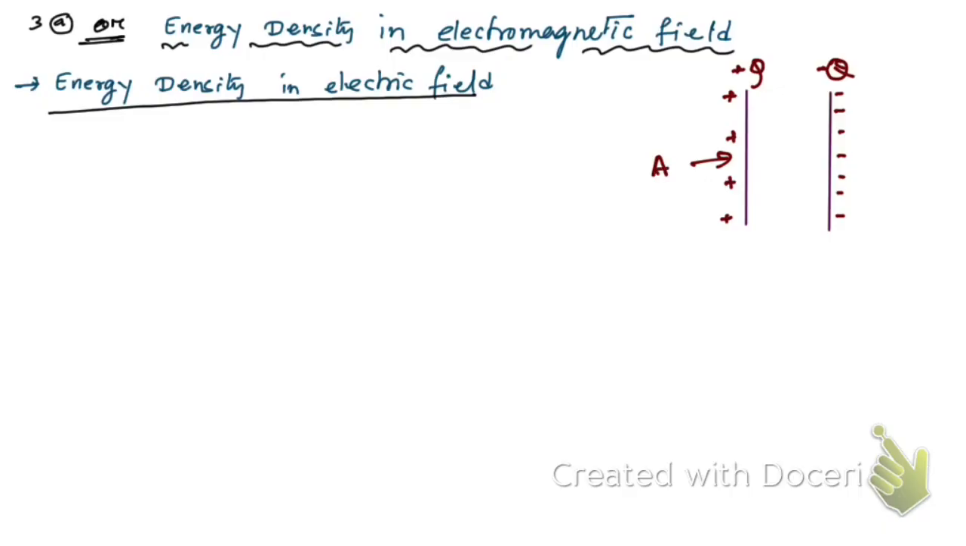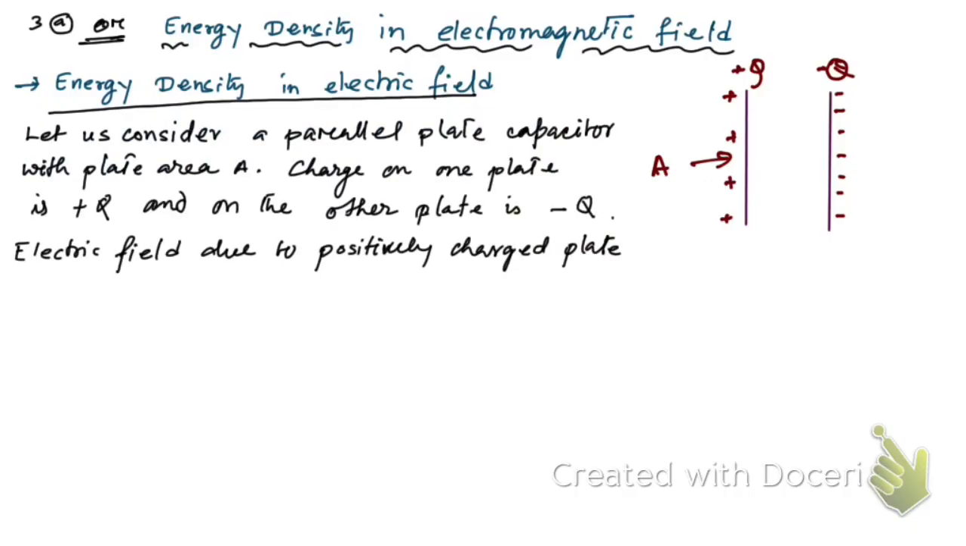Let me write what I have considered here. Now you see, the electric field due to a positively charged plate, hope you know this, that the electric field due to a charged thin sheet is given by sigma by 2 epsilon naught, where sigma is the charge density, that is q by A, the surface charge density. So hope you know these things.